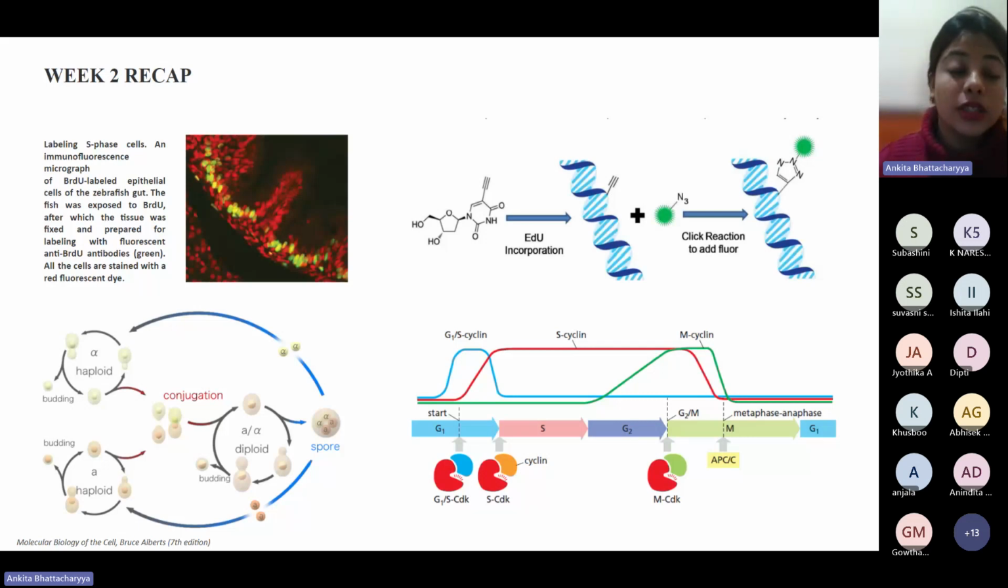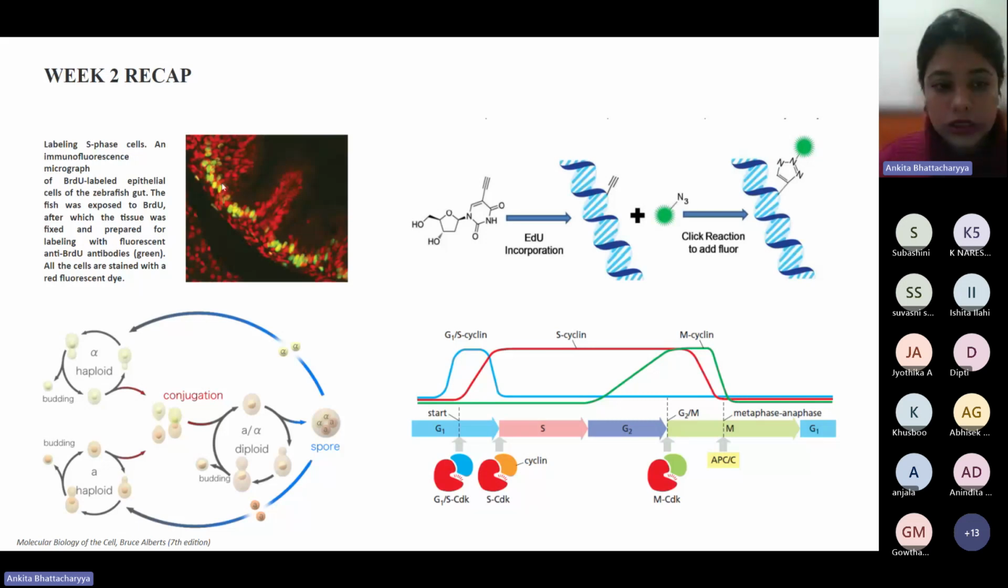You are looking into it. So the traditional technique involved the use of BrdU, which is again a thymine analog. The problem with this technique was that after exposing the fish to BrdU, the tissue had to be fixed. It had to be labeled with anti-BrdU antibodies, and only after that could you image the cell.